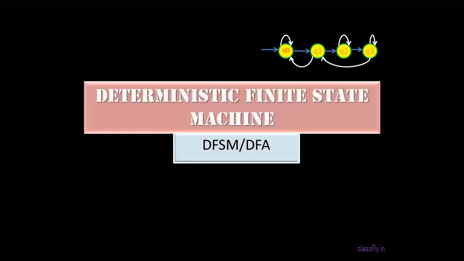In this video, we will learn a few basic concepts of DFSM. DFSM is an abbreviation of Deterministic Finite State Machine. Firstly, let's see what DFSM is. A DFSM is a five-tuple, or quintuple.